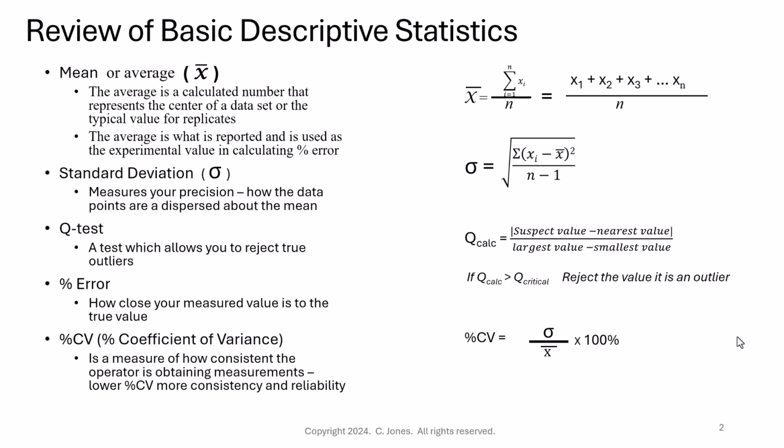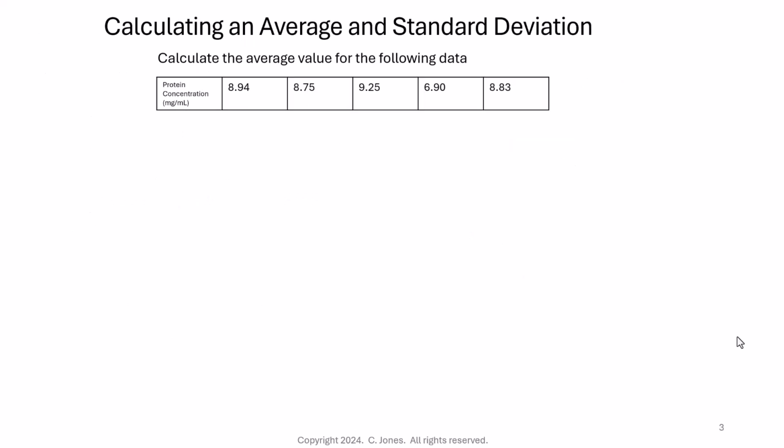So what we're going to do from here on is just work our way through a couple of examples. So first, let's just calculate the average and the standard deviation. So I've given you a data table here of protein concentrations, right? So these are supposed to be replicates. Protein concentration is indicated here in milligrams per mL. So we have 8.94, 8.75, 9.25, 6.90, and 8.83. So first task, calculate the average.